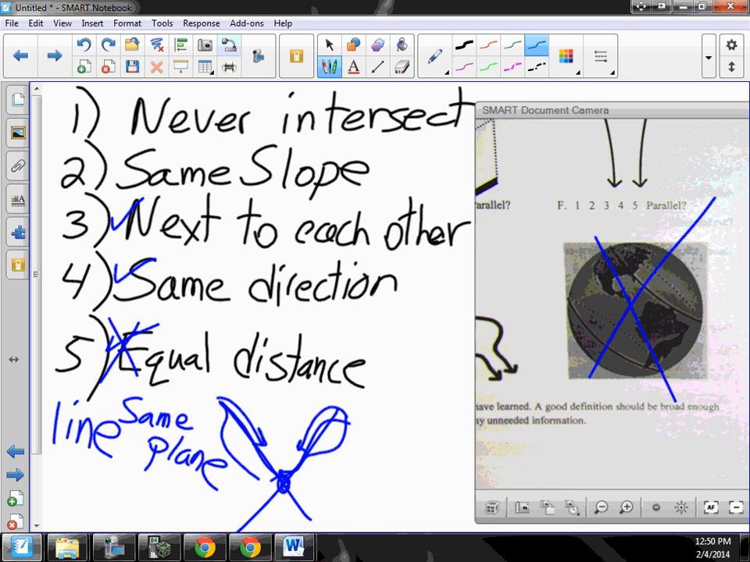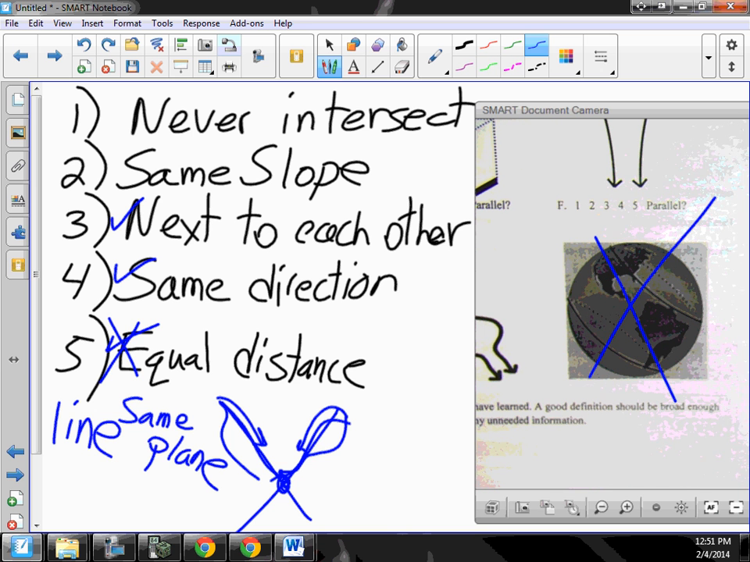What's wrong with 5? Why did 5 fail? Which one did it fail on? E? Why did it fail? Because they weren't lines. So if we said lines that are equidistant, would that work for parallel? Yes, that guarantees they're in the same plane. So that's one definition you could use. You could say two lines that are equidistant.